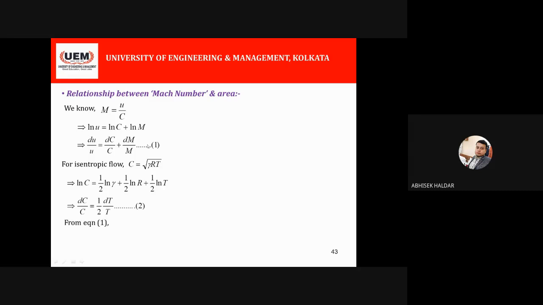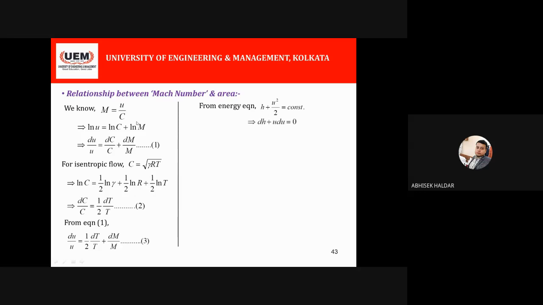Now from equation number 1, keeping this in this equation, we are just replacing: du by u is equal to half dt by t plus dm by m. Very simple mathematics. Keep it as equation number 3. Now we will use the basic energy equation. We have seen earlier that h is the specific enthalpy, u is the velocity, and if we neglect the changes in potential energy, then h plus u square by 2 is equal to constant for any particular section.